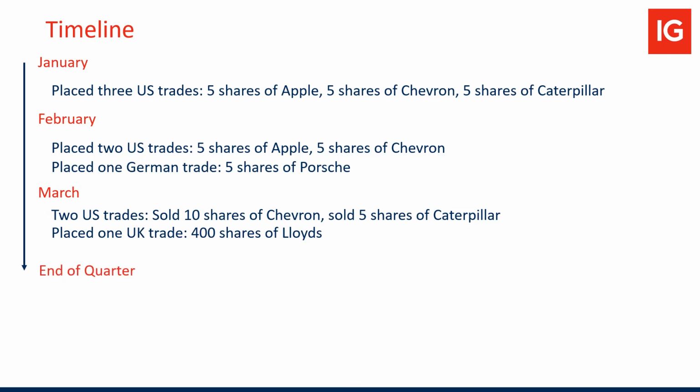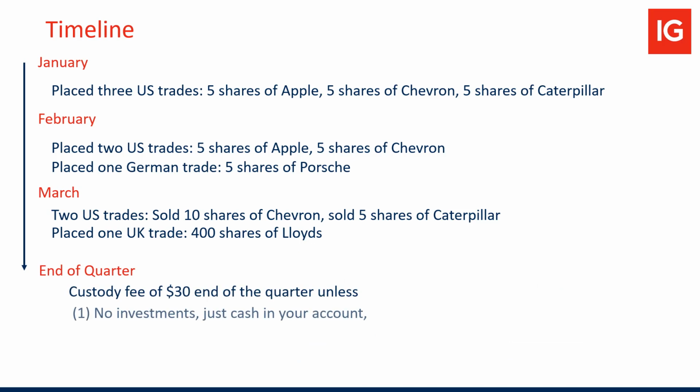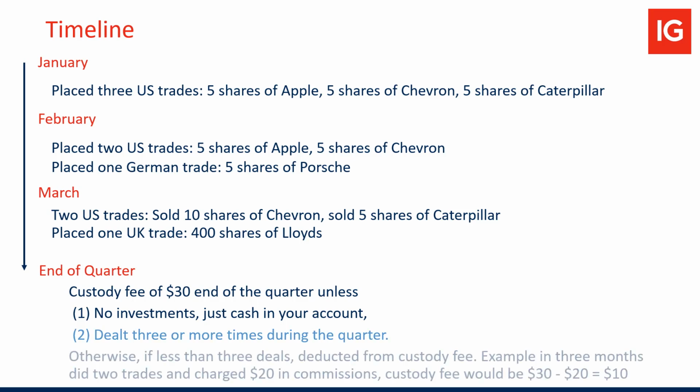So pretty straightforward stuff. End of the first quarter. Remember there was that custody fee of $30 at the end of the quarter, unless no investments, just cash in your account. Well, that's not the case. We do have investments, even though we sold our Chevron and Caterpillar. We still have shares of Apple. We got shares of Porsche as well as Lloyds, but deal three or more times during the quarter and it gets waived. And we definitely did that. So another thing to note, by the way, if it's less than three deals, so let's say you only did two trades in a quarter, it's deducted from the custody fee.